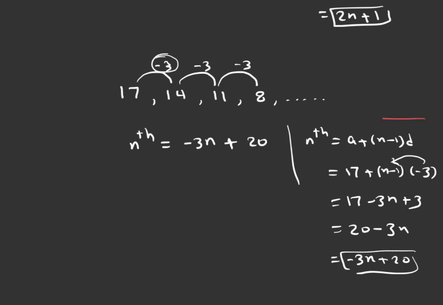So this is the rule for arithmetic sequence. This is the first type of sequence, arithmetic sequence. We add or subtract a constant number. The second type of sequences is if we multiply by the same number.